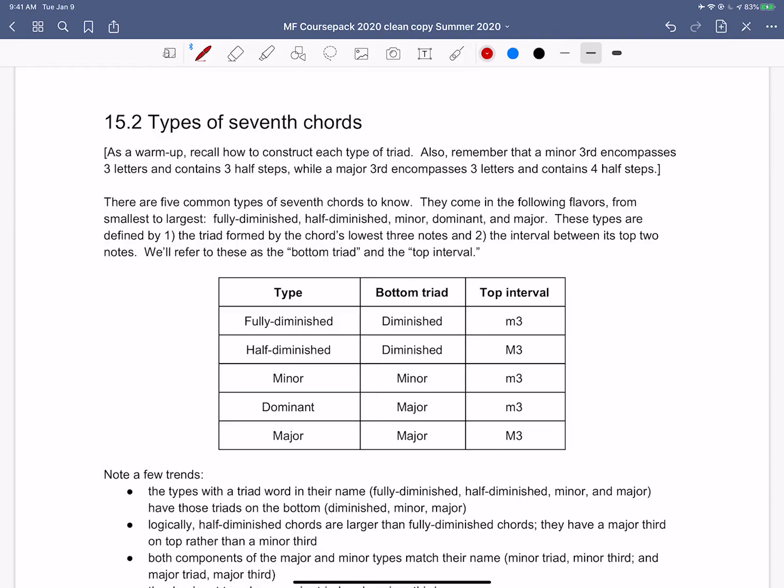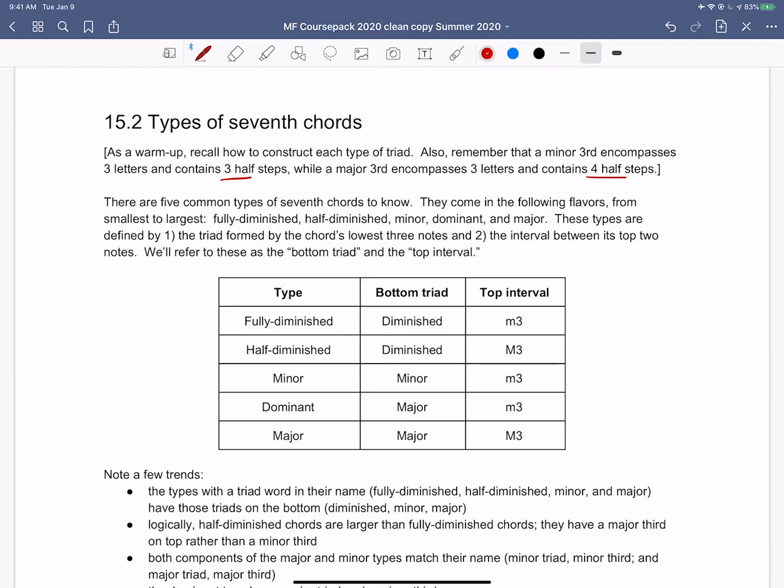you'll also want to remember that a minor third, which we dealt with quite a bit when we were relating major keys to minor keys, encompasses 3 letters and contains 3 half steps, whereas a major third, which is a little bit bigger, also encompasses 3 letters, but it contains 4 half steps. So those bits of information will be very valuable in this section.